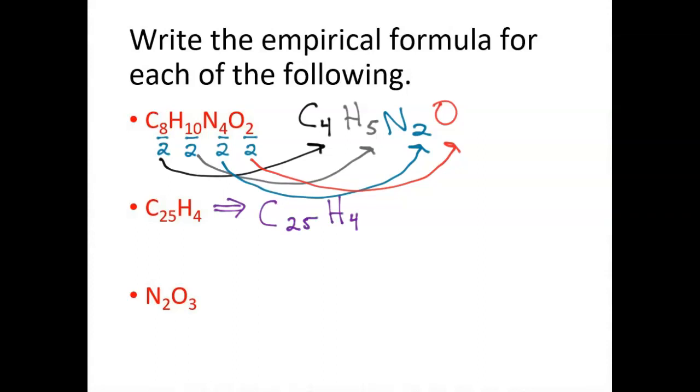We look at our next one, N2O3. Again, that's already the simplest ratio. You can't reduce it any more than that. So the molecular formula is the empirical formula.